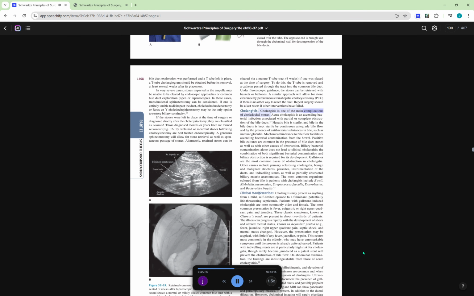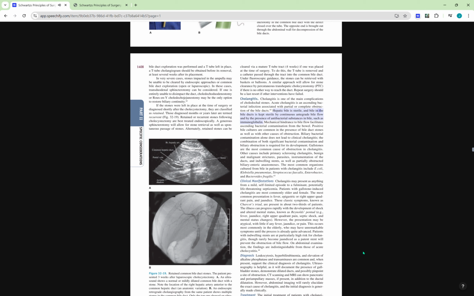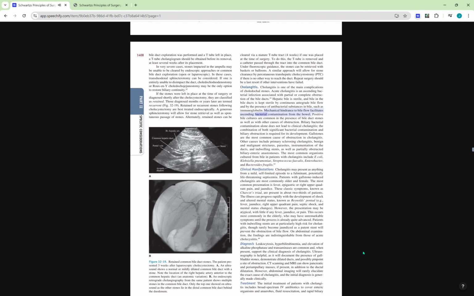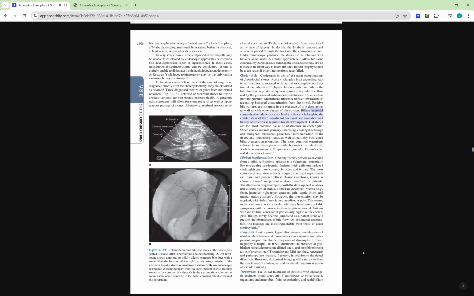Cholangitis is one of the main complications of choledocholithiasis. Acute cholangitis is an ascending bacterial infection associated with partial or complete obstruction of the bile ducts. Hepatic bile is sterile, and bile in the bile ducts is kept sterile by continuous antegrade bile flow and by the presence of antibacterial substances in bile, such as immunoglobulin. Mechanical hindrance to bile flow facilitates ascending bacterial contamination from the bowel. Positive bile cultures are common in the presence of bile duct stones, as well as with other causes of obstruction. Biliary bacterial contamination alone does not lead to clinical cholangitis. The combination of both significant bacterial contamination and biliary obstruction is required for its development.